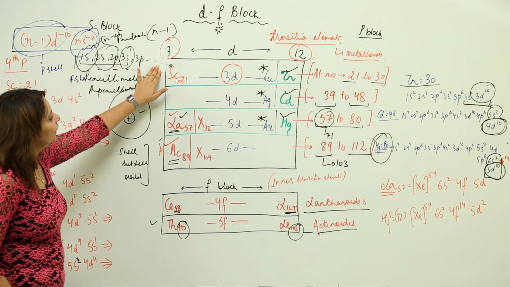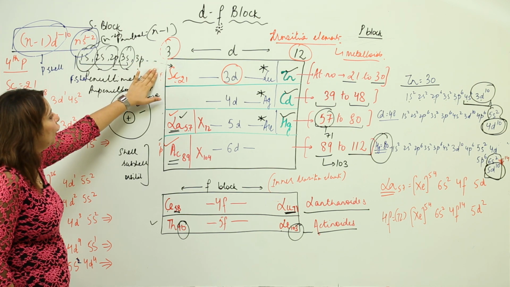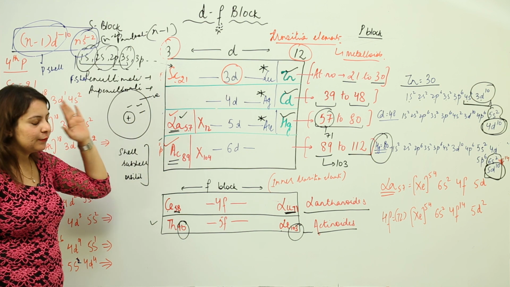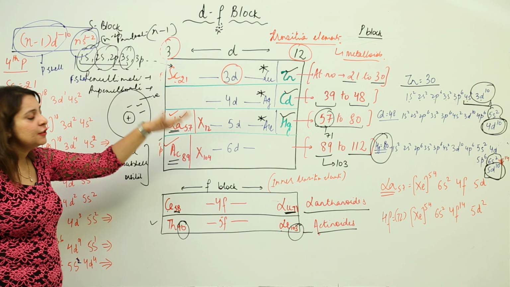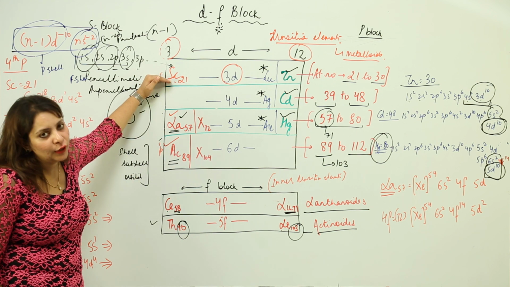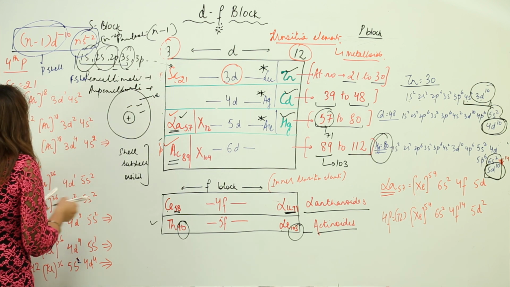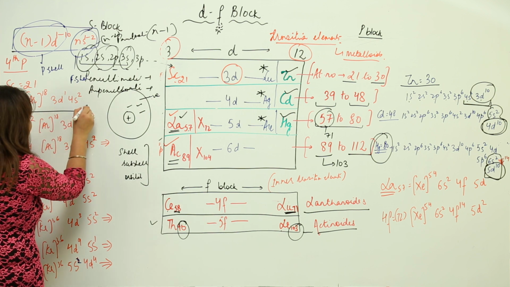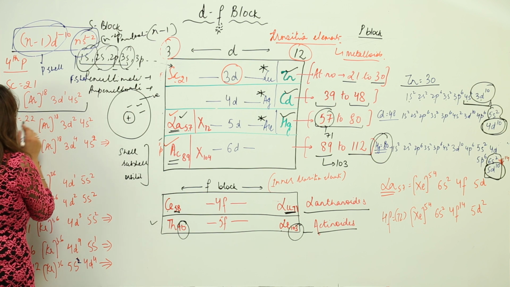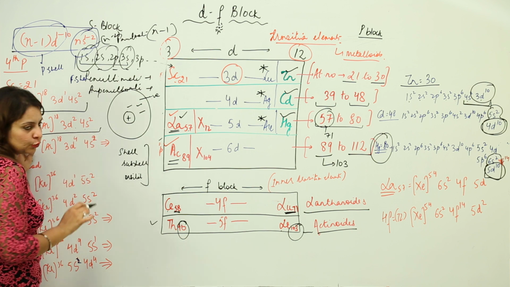So in the first period, if I talk about the configuration, the filling of the 3d orbital takes place, that will be the penultimate shell. My valence shell is obviously going to be 4s. So in the first period, the filling of 3d and 4s will be done. So let's write the configuration for scandium. It is argon 18, 3d1, 4s2. If we talk about the element with atomic number 22, argon 18, 3d2, 4s2, right.